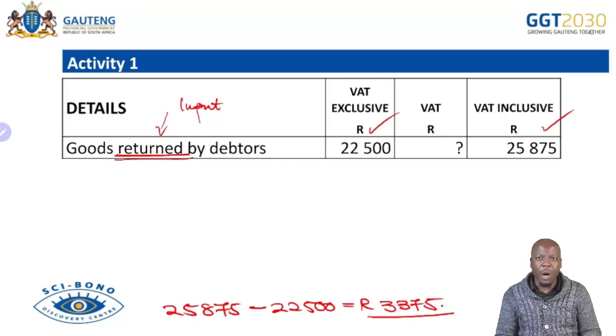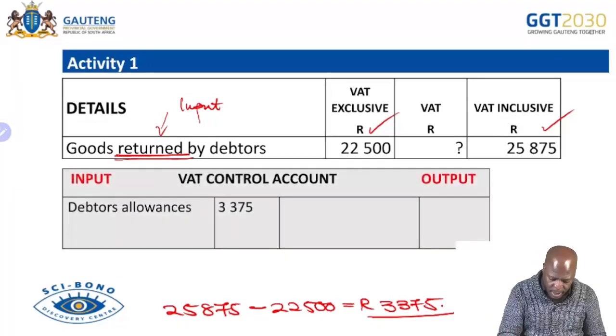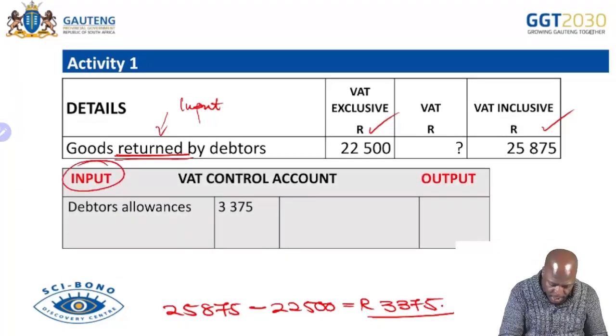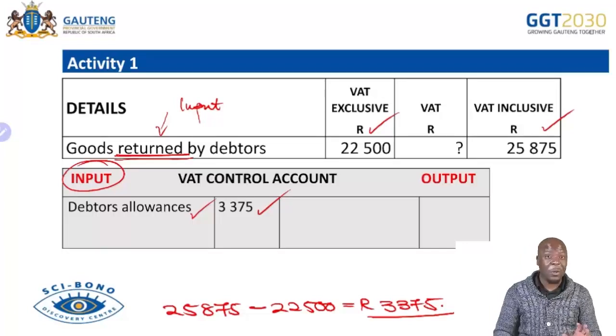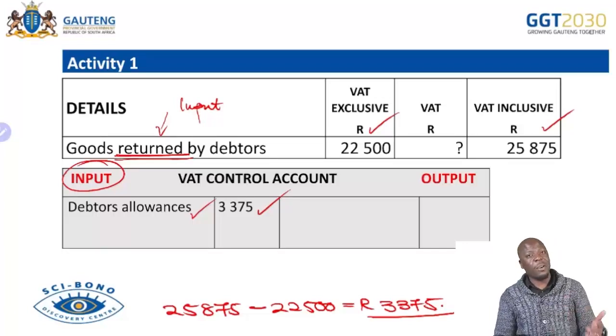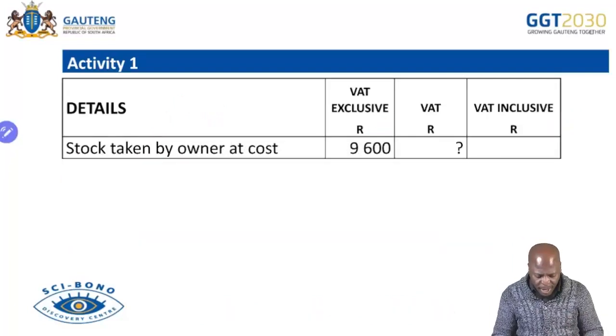Input or output, we have already determined that when goods are being returned to us, debtors allowances, we are talking input. Let's see. There it is. Input. And my debtors allowances, 3,375. I now know you have an understanding of how this whole thing works. Let's see if we do another one.